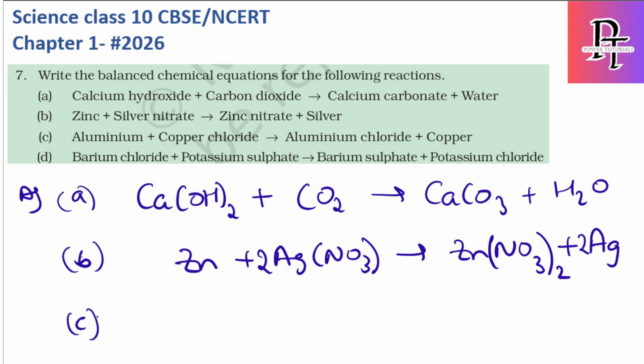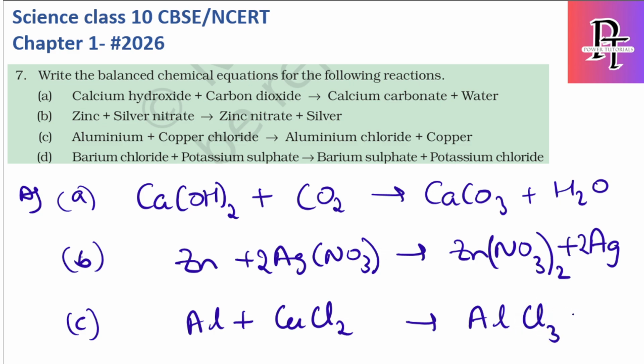Let's see the third one. Aluminum and copper chloride. Aluminum is Al, copper chloride is CuCl2, gives rise to aluminum chloride. Chlorine valence is 1, aluminum is 3. Okay, AlCl3 plus copper. Copper 2, aluminum 3. So I will keep 3 here, I will keep 2 here. 2Al, 3Cu. Let's check. 6 chlorine, 6 chlorine, 2 aluminum, 2 aluminum, 3 copper, 3 copper.